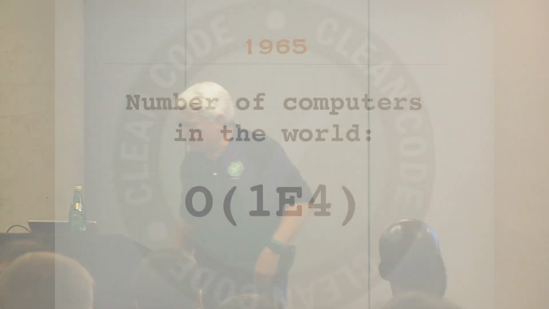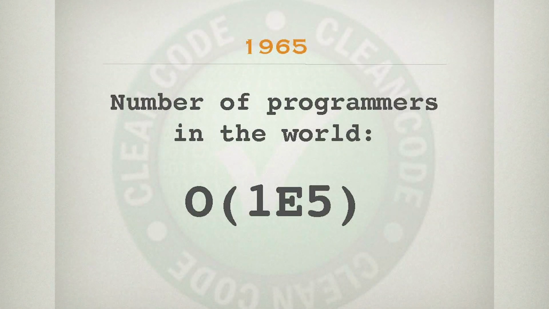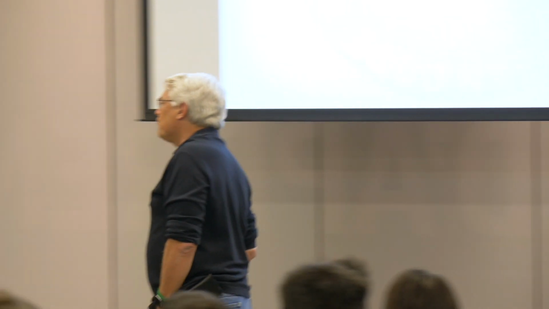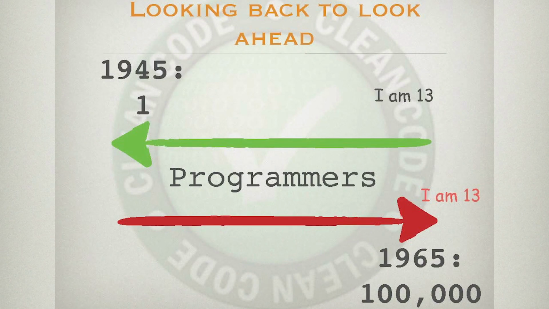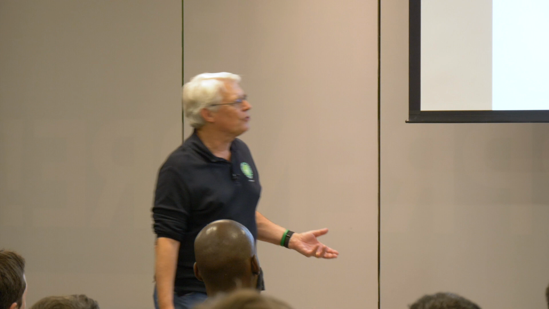The number of computers in the world shot up. Now it's on the order of tens of thousands. The number of programmers went up too, and it went up by a factor of 10. Now there had to be hundreds of thousands of programmers in the world just to serve those machines. Who were they? Who were these hundreds of thousands? Now, it's only been 20 years, and we're already at this phase where there's 100,000 programmers in the world.